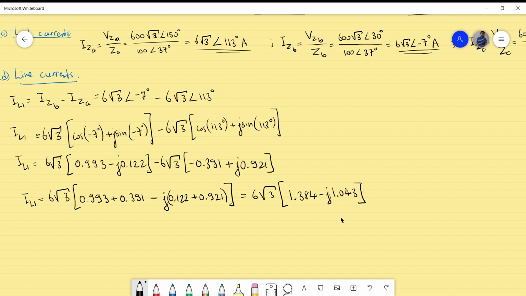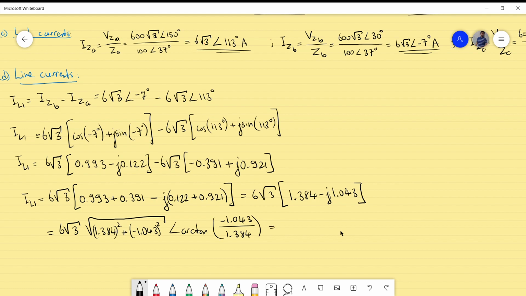So I will do that here. So 6 square root of 3 is still in place, and the amplitude of this one is the real part squared plus the imaginary part squared, and then take the square root of that. That's the already known formula. So I will do that here step by step, so that you can see why it is square root of 3 again. Again, I will use a minus sign here to emphasize it is a minus, and that will give us also the phase: arctangent of the imaginary part, minus 1.043, divided by 1.384.